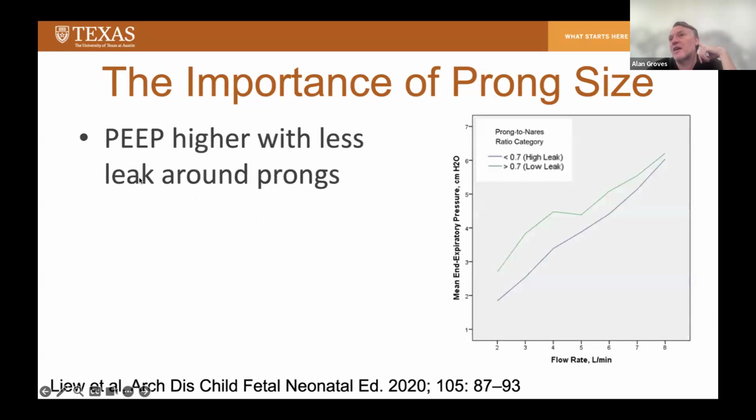It's a little bit harder to find data in the NICU population, but the same trends are there. You have to dig deep into this Lou paper to find that data. But here they are just dividing babies into a low leak, a less than 30% leak, and a high leak, a more than 30% leak. So both on the low side of what the manufacturers recommend, showing that on a flow rate of 4, for example, your PEEP can change from 3 to 4.5, just based on the amount of leak around your prongs.